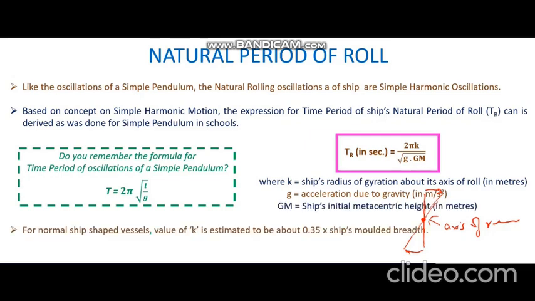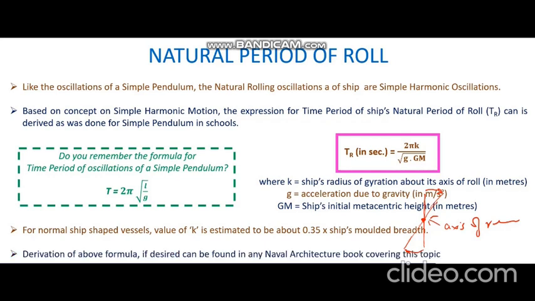Now, how do we get the radius of gyration? It is very difficult to calculate the radius of gyration by taking the weights. In fact, we get the radius of gyration by using this formula, measuring the time period. So for a normal ship-shaped vessel, this value of K can be roughly estimated. It's only a thumb rule, not binding. It is estimated to be about 0.35 times the molded breadth of the vessel. Through experiments, you have found that this is more or less around this value.